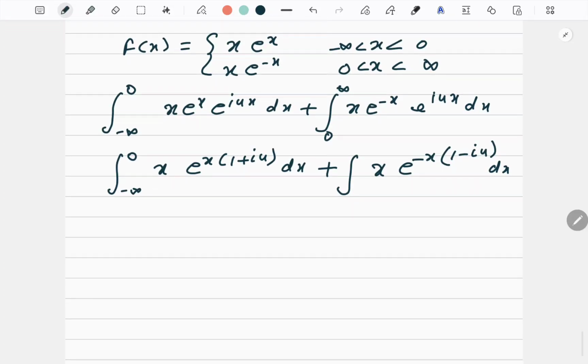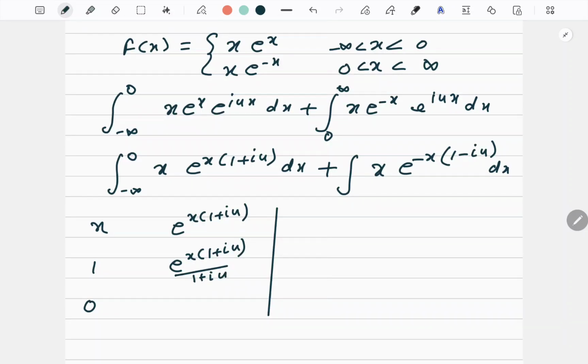Now you have to integrate it by parts. So I will show you both the integrals. This side x and e to the power x (1 plus iu). So differentiate it: 1, 0. Integrate it: e to the power x (1 plus iu) upon (1 plus iu), and e to the power x (1 plus iu) upon (1 plus iu) square. Cross, cross, minus, plus. See, plus, minus.